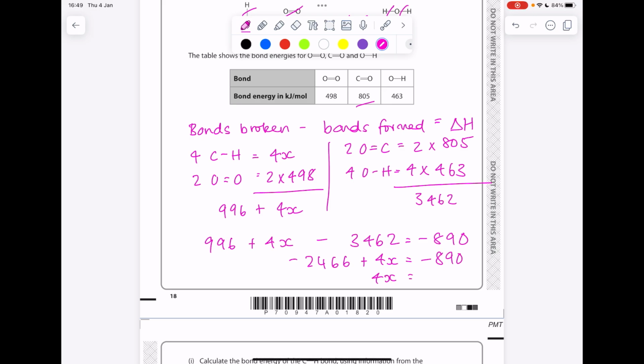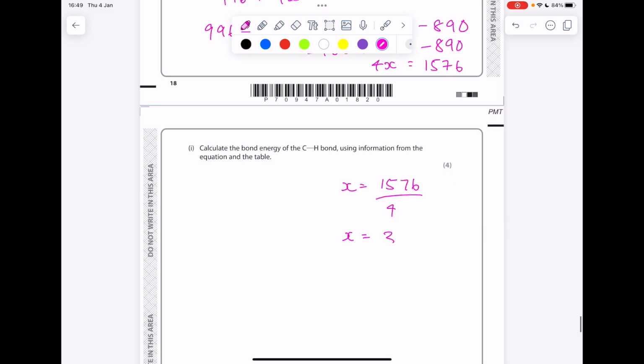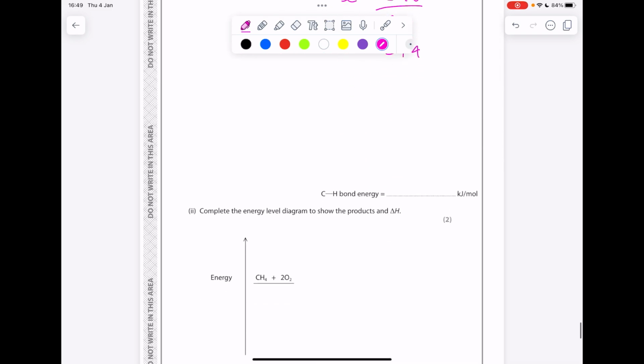To get 4x by itself, you want to add 2466 to both sides. And then the last thing you do is divide that number by 4 to find the value of that C-H bond. And that's how you get your 4 marks.